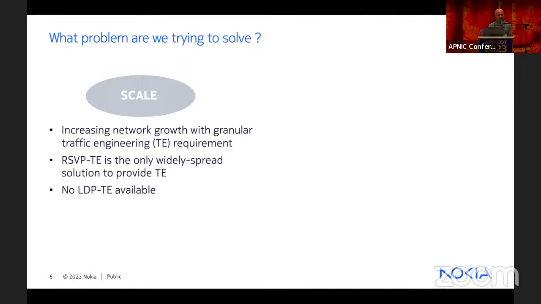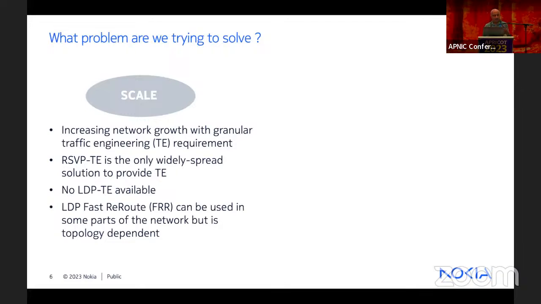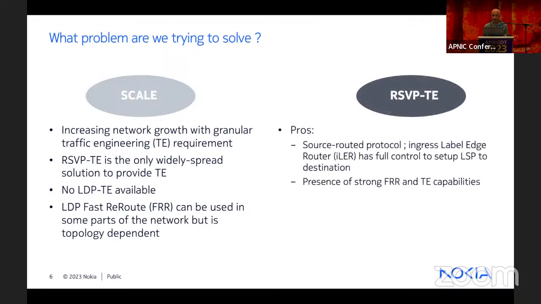Now, before someone corrects me, there was something called constraint routed LDP, CR-LDP. It got specified and so on, but no one actually implemented it. So let's not include that as a valid option. LDP fast reroute, as I said, can be used in some parts of the network, but it's dependent on the topology to work well.